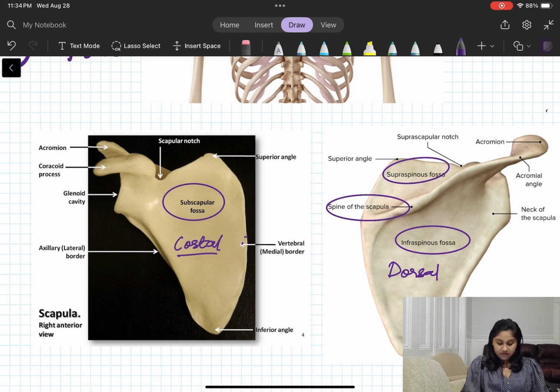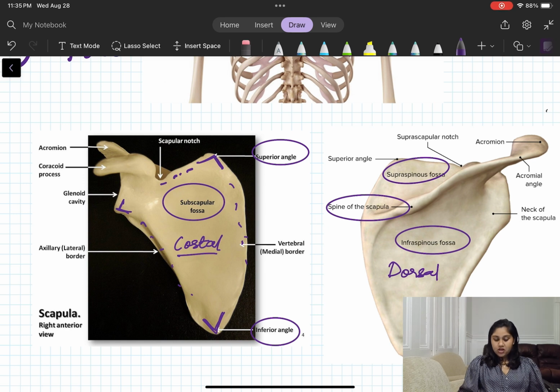Now in the angles we have 3 angles. So first one is called the superior angle. This is the sharp projection at the ends of your scapula. And then we have the inferior angle, and then we have the lateral angle. So the lateral angle is formed by the glenoid cavity and the lateral border. So the 3 borders are superior border, then the medial border or the vertebral border, and axillary or the lateral border. Then we will see what are the 3 processes.